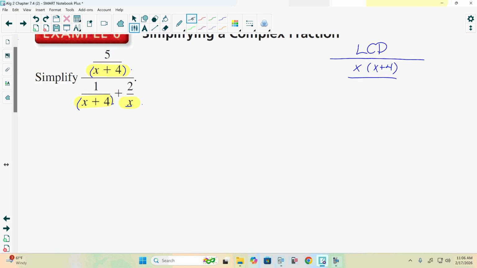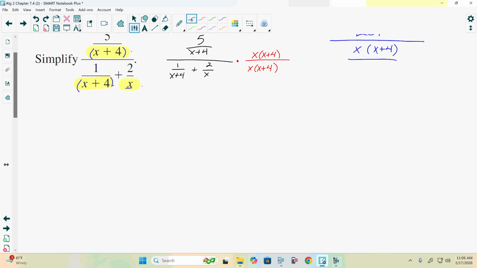Now what we're going to do, I'm going to rewrite this off to the side. 5 over x plus 4 over 1 over x plus 4 plus 2 over x. What I'm going to do is we're going to multiply the numerator and denominator, the top and bottom, the whole numerator and the whole denominator by this least common denominator. Now this seems a little weird and kind of strange we're doing this, but let's see what happens.